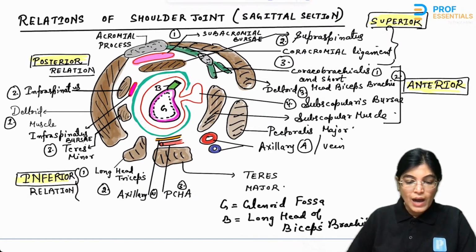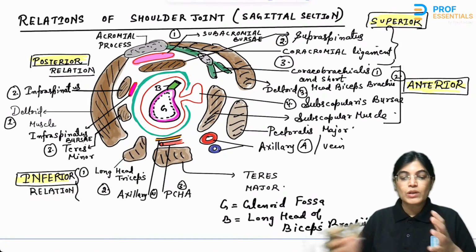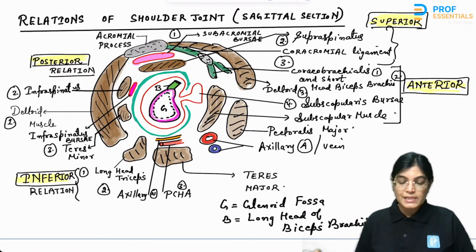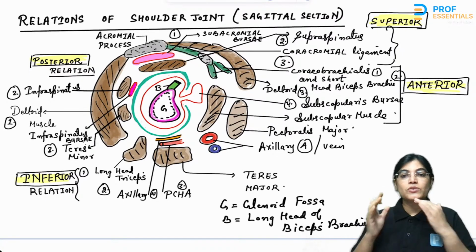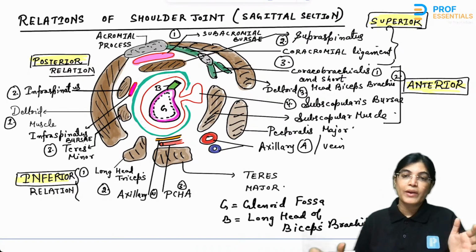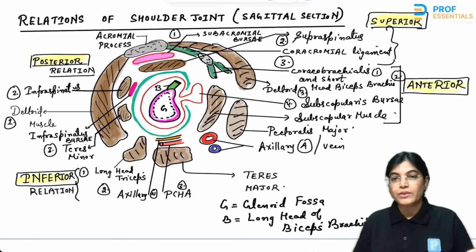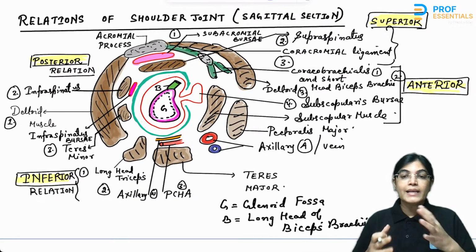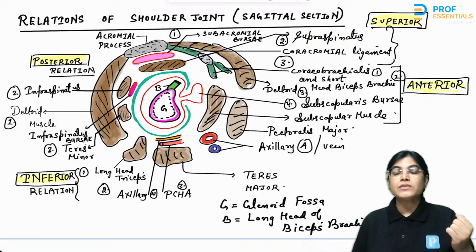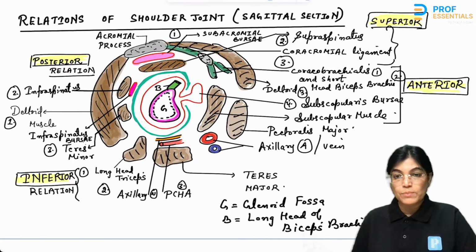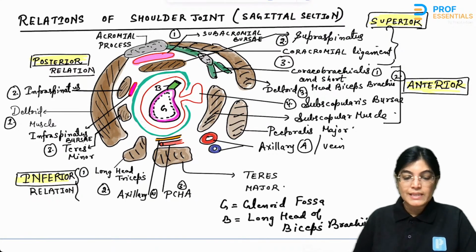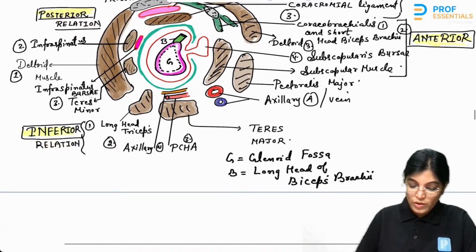Done. So now after this, I would like to tell what are the 4 factors which increase the stability of the shoulder joint. So till now it is quite clear to us that the glenoid fossa is shallow in comparison to the head of the humerus, and many cases of recurrent dislocation are reported, but still it is a stable joint. So how is the stability increased?